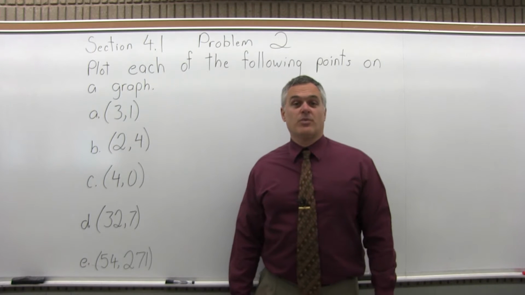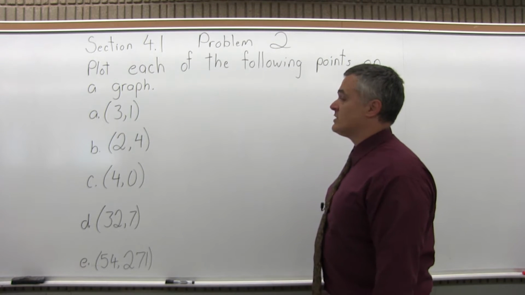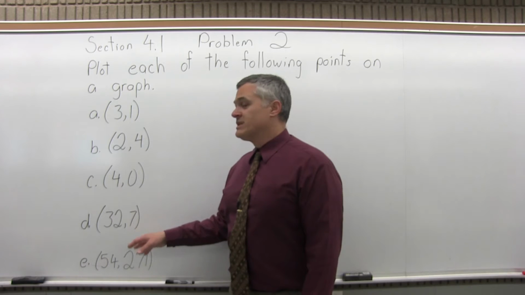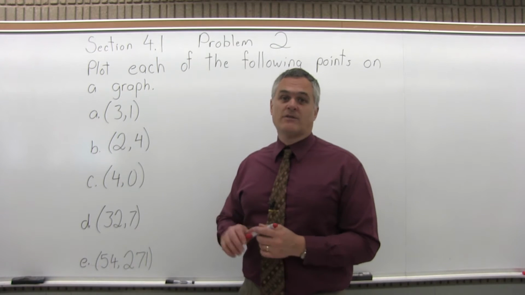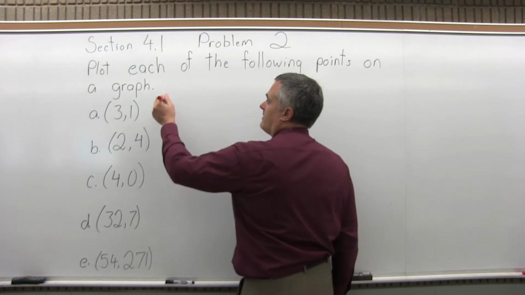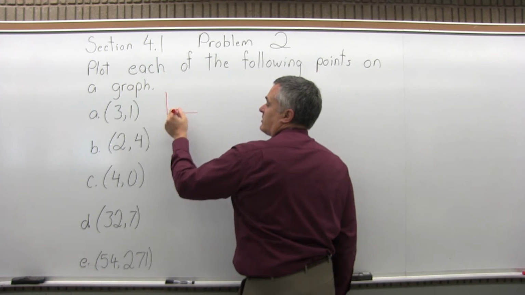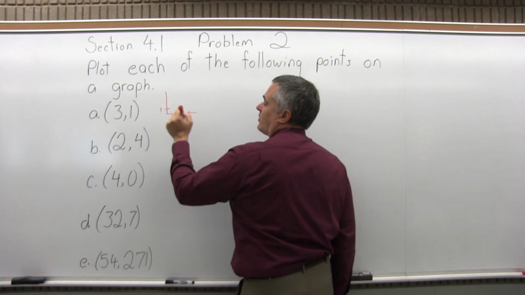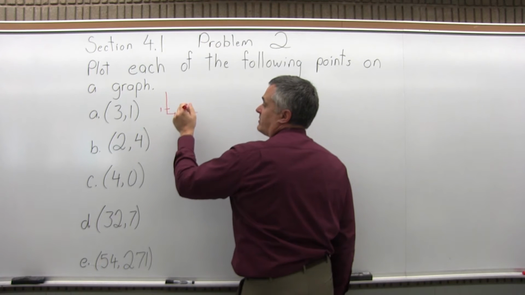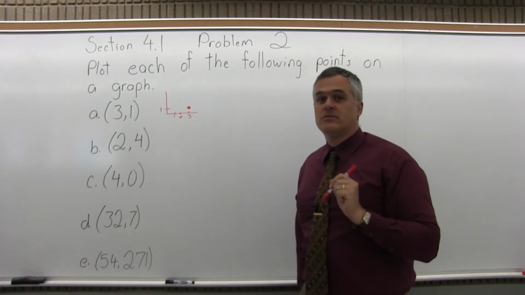This is Section 4.1, Problem number 2. It says plot each of the following points on a graph. There's 5 different points, and you plot them each on their own graph, so we'll have 5 different little graphs. The first one, 3, 1, the x value is 3, so we'll go over 1, 2, 3. And the y value is 1, so over 3 up 1 would put our point right there.